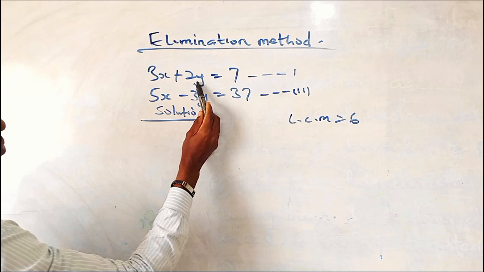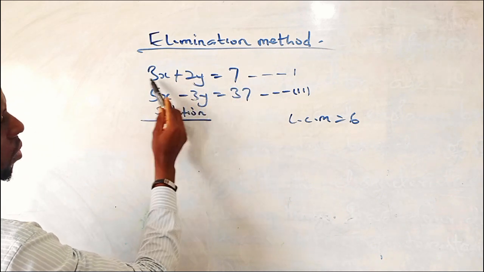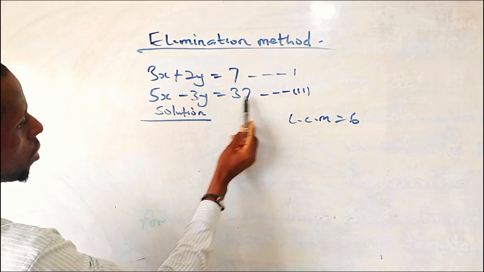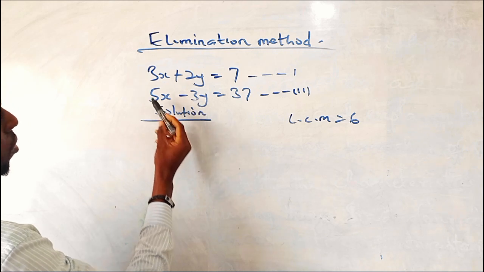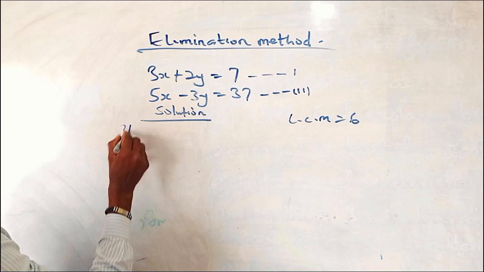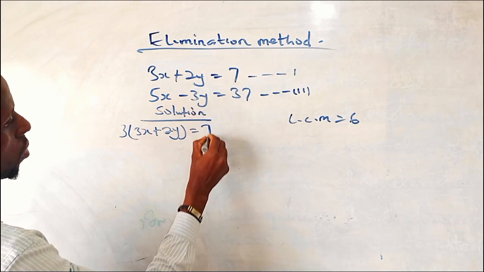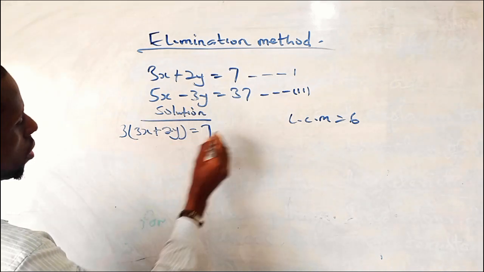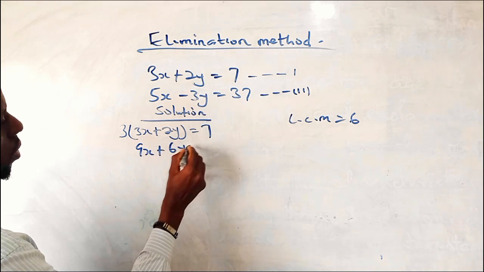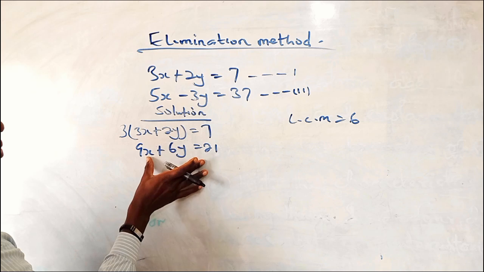Okay, so to make this 6, I have to multiply everything here with a number that will make this 6. And I have to do the same here with something that will make this 6. So to make this 6, I have to multiply this equation by 3. So I have 3 into 3x plus 2y equals 7. This will give me 3 times 3 is 9x plus 3 times 2y is 6y equals 3 times 7 is 21, which is how I've transformed everything here into this.